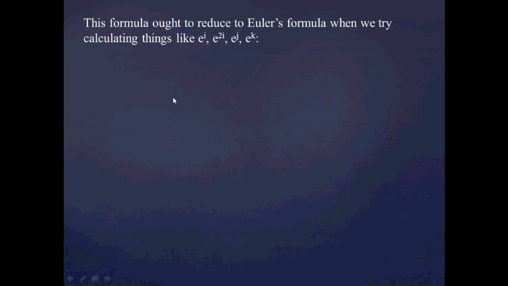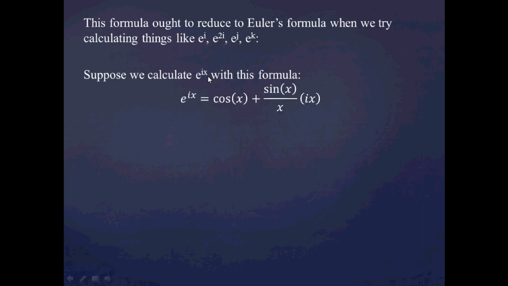I'd like to now show you something very nice about the formula that we just found, and this will serve really as a sanity check for what we've just done. And what I claim is that this formula ought to reduce to Euler's formula when we try to calculate things like e to the i, e to the 2i, or even e to the j or e to the k. So let's do precisely that. Let's try calculating e to the ix with this formula.